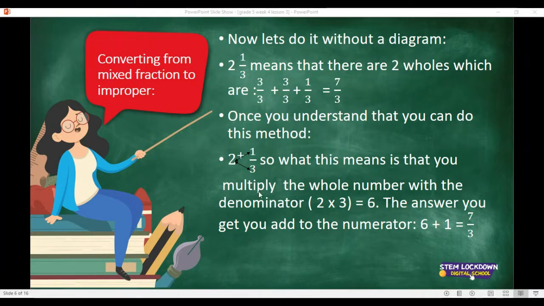I also explained it here. What this means is that you multiply the whole number with the denominator. So you say 2 multiplied by 3, and you get 6. Then the answer that you get, you add to the numerator, so you say 6 plus 1 equals 7 over 3. The denominator does not change. So you say 7 over 3. That is another way of converting from a mixed fraction to an improper fraction.